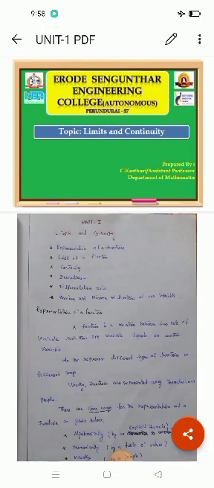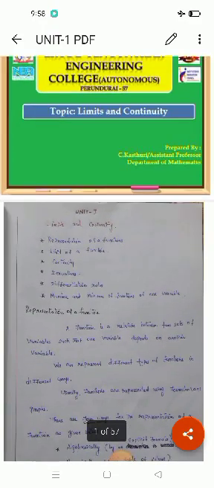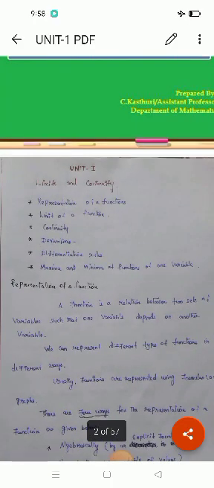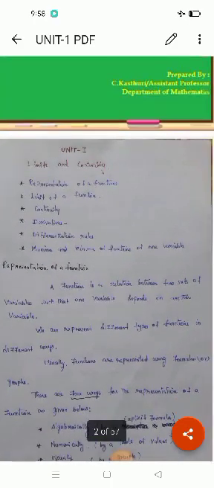So now we will move to the topics. The first topic is representation of a function and limit of a function, then continuity, derivatives, differentiation rules, and the last topic is maxima and minima of functions of one variable. These are the topics in limits and continuity.